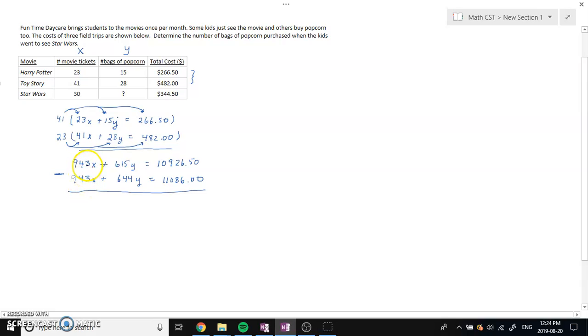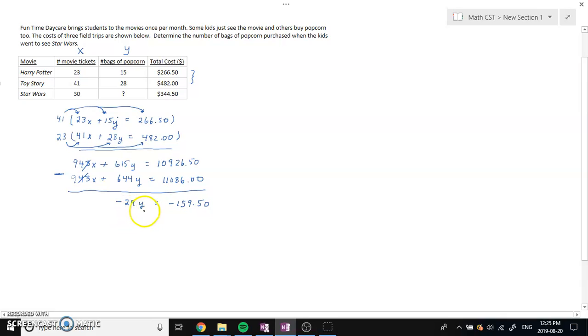943x minus 943x cancels the x's out. 615 minus 644 gives us negative 29y. And don't worry that it's negative. Similarly, 10,926.50 minus 11,086 gives us negative 159.50.